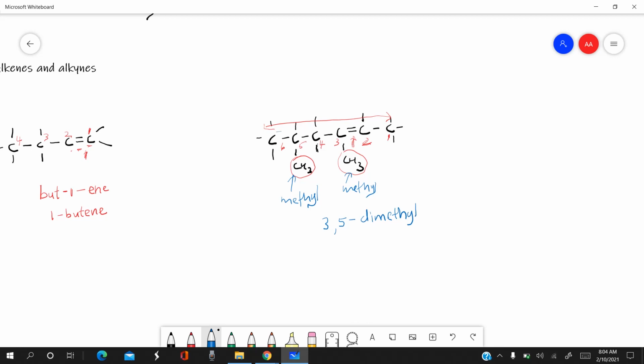and this main chain has 6 carbons, so we write hex, and in between the second and third carbon there is a double bond. We write the lowest number 2 in, or else there is another way to write this, 3, 5 dimethyl 2 hexene.